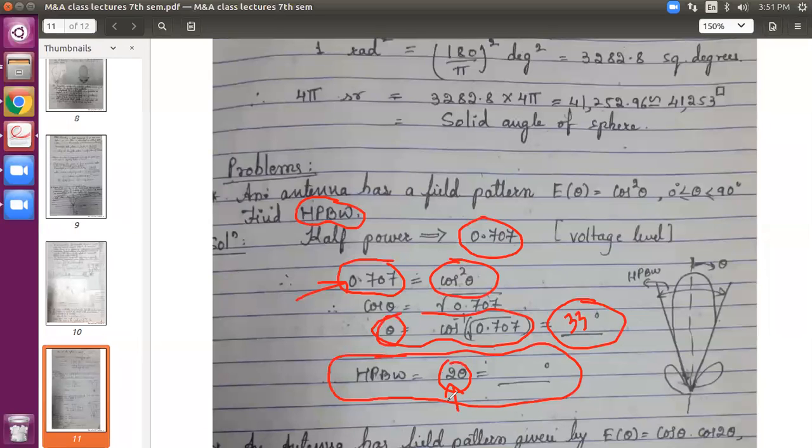We have calculated only theta once. Yes, it is distributed symmetrically on both sides, right? So theta indicates only half the part. The remaining half also should be calculated, and obviously when you are considering a main lobe, it is distributed symmetrically on both sides. So if one is 33 degrees, the other one will also be 33. That's why it is 2 times theta, it will become 66. HPBW will be 66. I hope you understood this. Very simple. We'll move to the next problem.